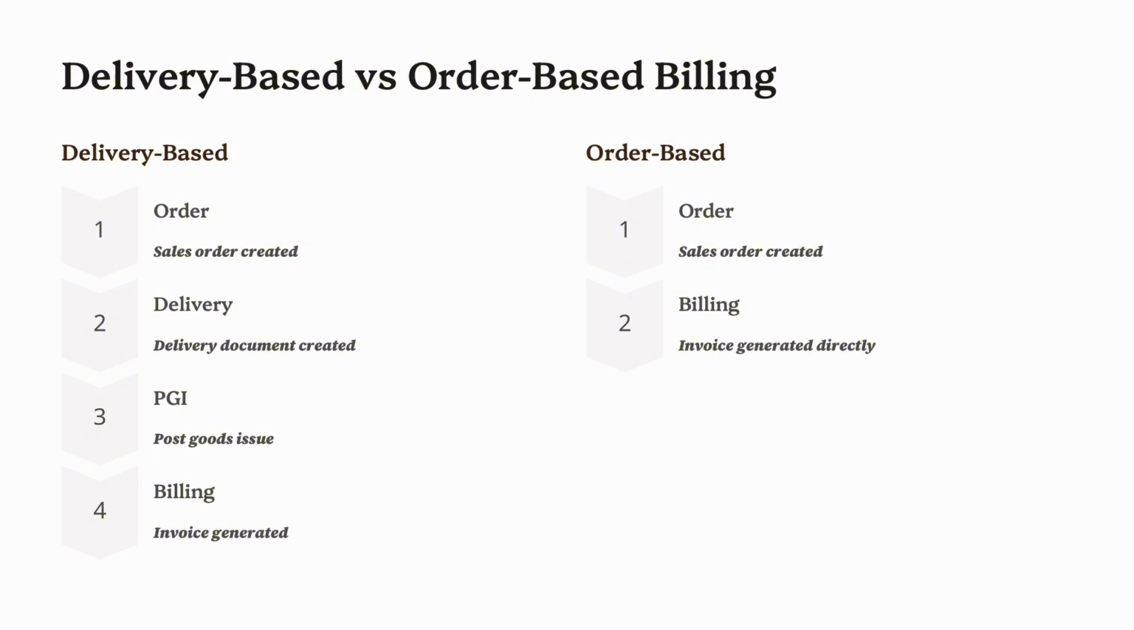6. Periodic billing, recurring billing. This scenario bills customers on a time-based schedule. Example: monthly subscription fee, annual maintenance, licensing contracts, rental contracts. SAP automatically generates periodic billing documents.